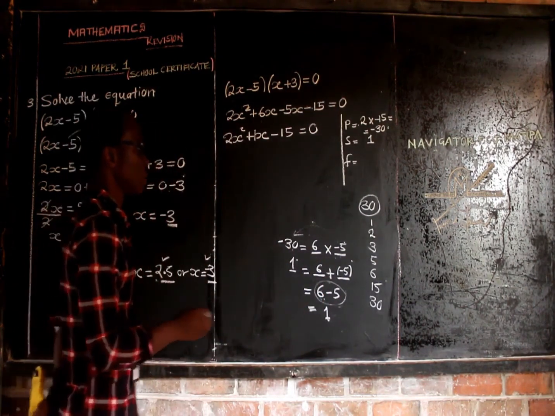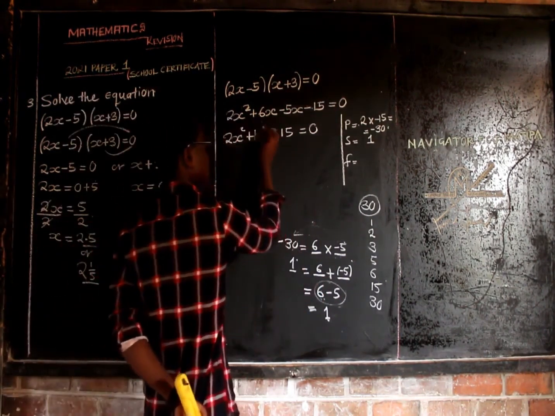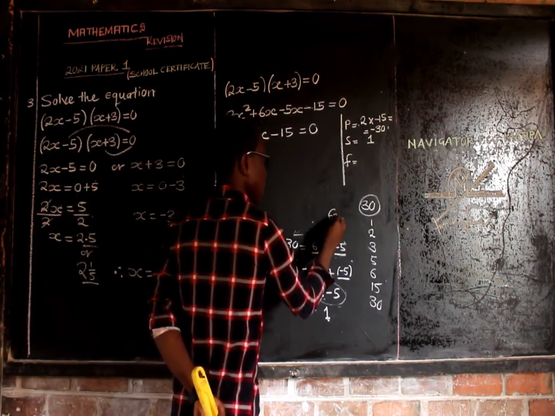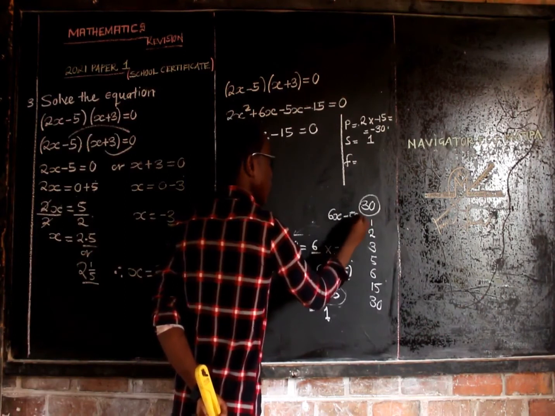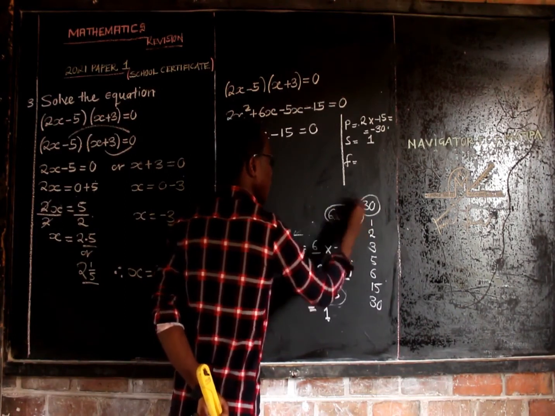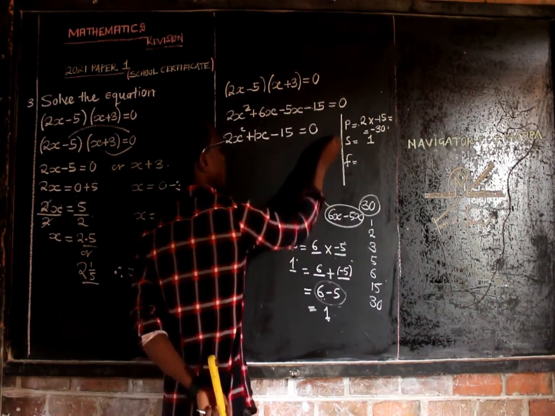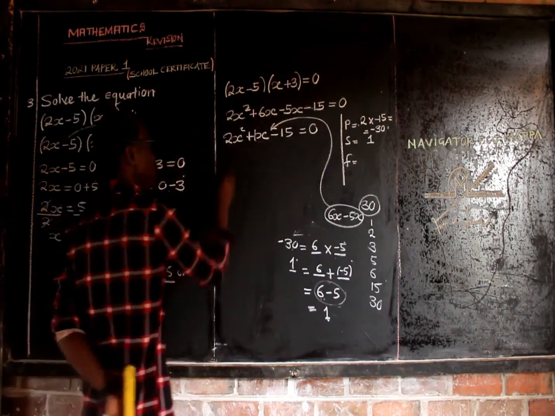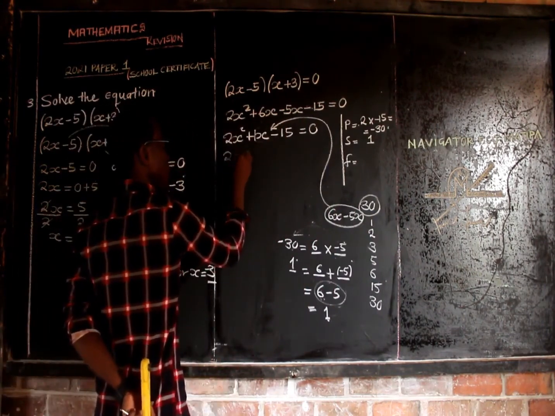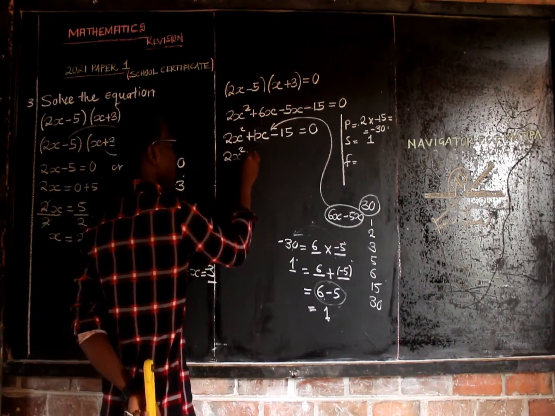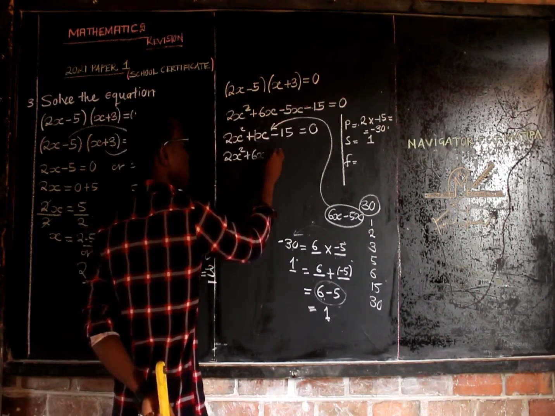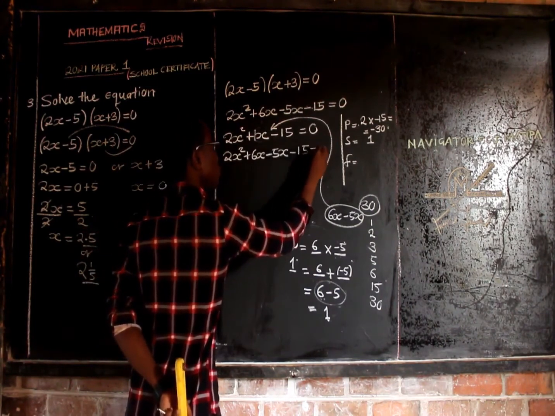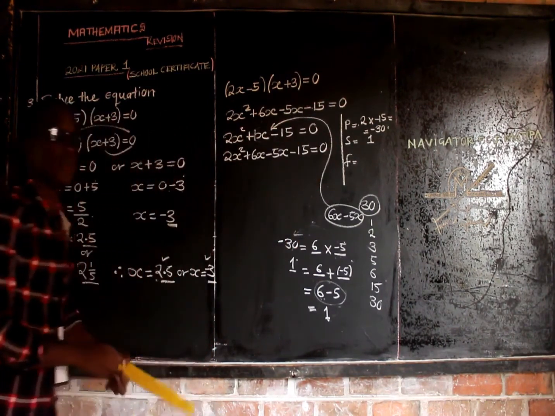So the factors are, since you have got x in between, 6x minus 5x. So we're going to put these factors in between where x is. So you say now 2x squared plus 6x minus 5x minus 15 is equal to 0. Are we moving together?